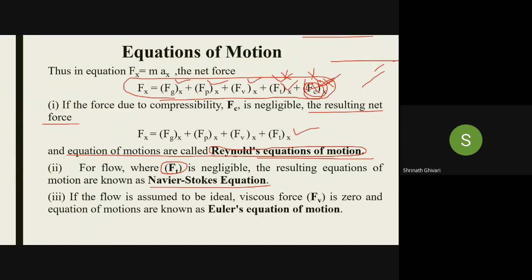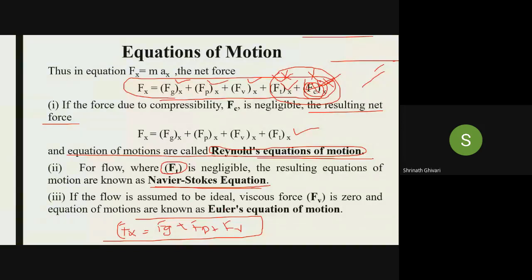So for flow where Ft and Fc are both negligible, it is the Navier-Stokes equation. What are the remaining forces? Fx equals Fg plus Fp plus Fv. These are the remaining forces.